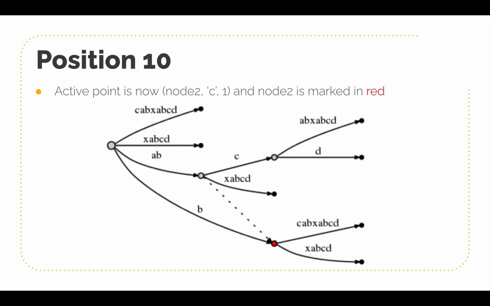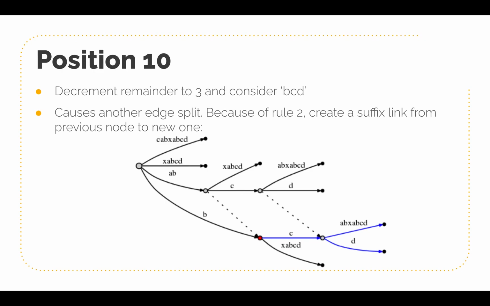Since the insertion of A, B, C, D is complete, we decrement remainder to 3 and consider the next remaining suffix of the current step, B, C, D. Rule 3 has set the active point to just the right node and edge, so inserting BCD can be done by simply inserting its final character D at the active point. Doing this causes another edge split, and because of Rule 2, we must create a suffix link from the previously inserted node to the new one. And you can see that link created by the dashed line.